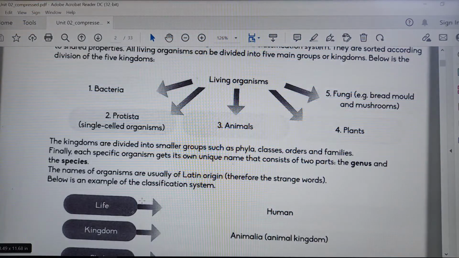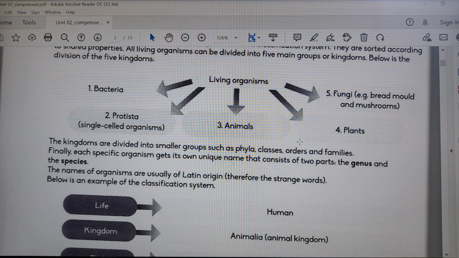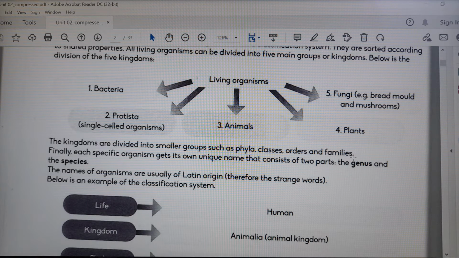Okay, so let's go back to our topic. They say the kingdoms are divided into smaller groups such as phyla, classes, orders, and families. Finally, each specific organism gets its own unique name that consists of 2 parts, the genus and the species. The names of organisms are usually of Latin origin. Therefore, they are strange words because they are Latin. Below is an example of a classification system.